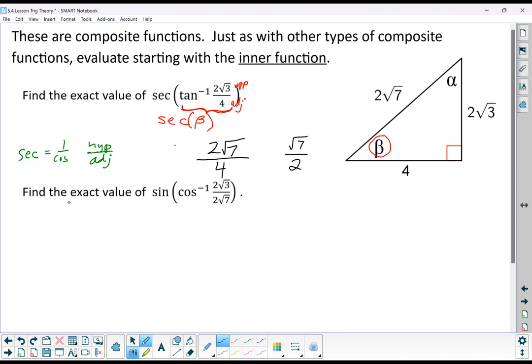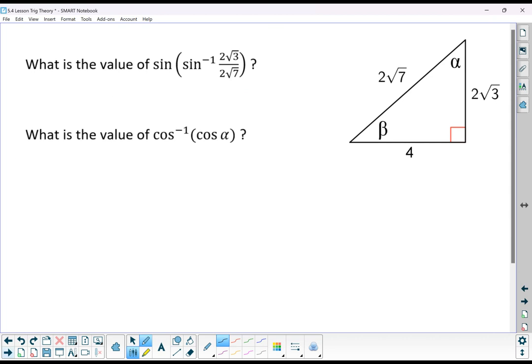Let's try this one. Find the exact value of the sine of the inverse cosine of 2 root 3 over 2 root 7. So the cosine inverse, we're going to start with that inner function. The cosine inverse of 2 root 3 over 2 root 7 is telling me that I'm thinking about the angle that is adjacent to 2 root 3. That's the angle alpha. My question is, what's the sine of alpha? Well, the sine of alpha is opposite over hypotenuse. If you rationalize that, it is 2 root 7 over 7. Again, it's not important that you rationalize necessarily, but if you want to, your calculator can help you.